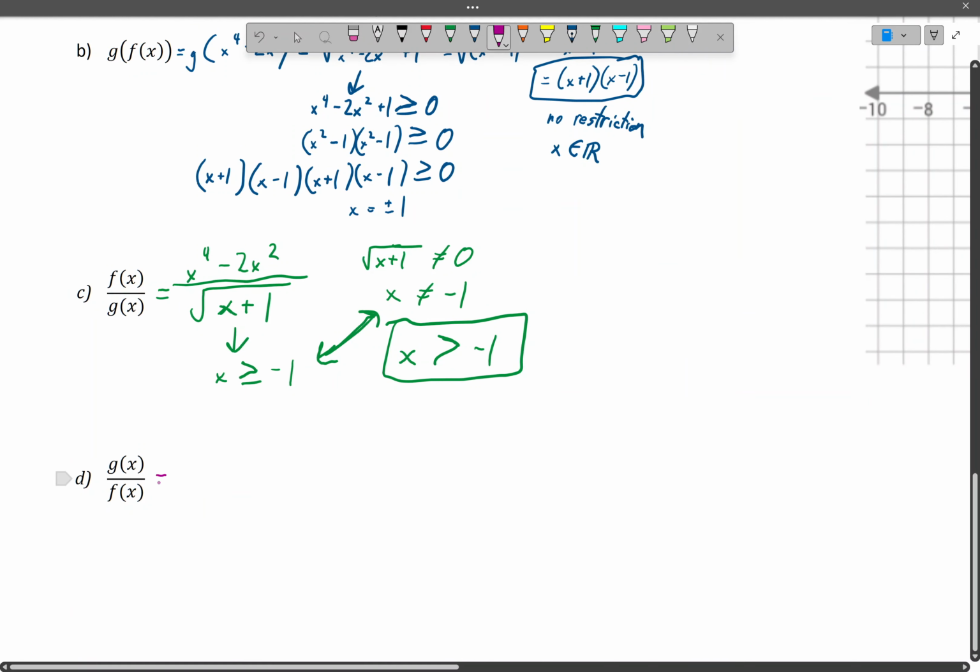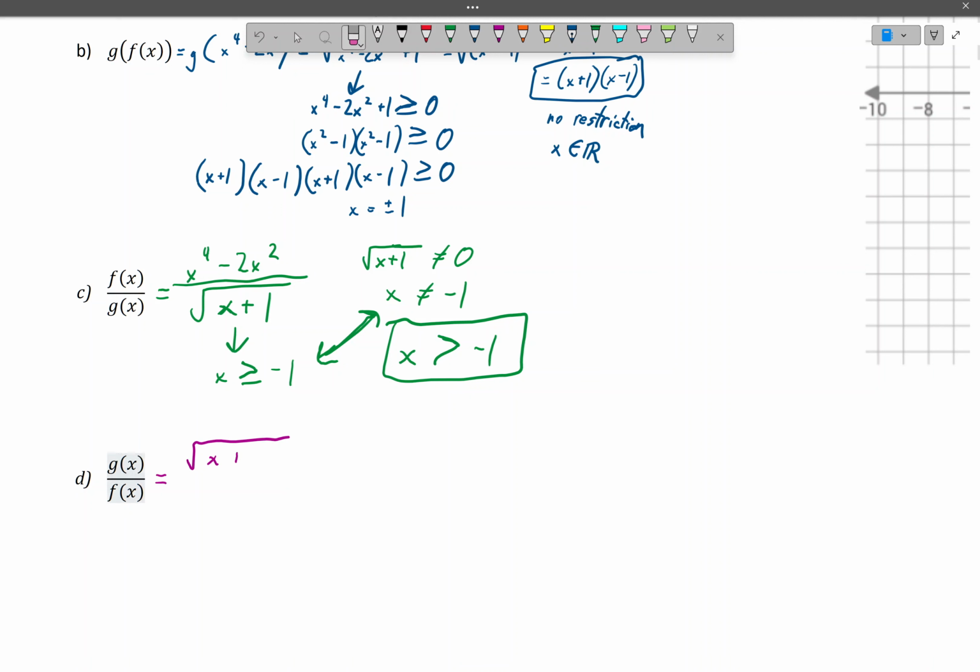Okay, last but not least, we're going to do this but in reverse. So g of x over f of x. So there's our first step. Just like before, the restriction on that radical, doesn't matter if it's on the numerator or the denominator, x must be greater than or equal to negative 1, still holds true. Then we can look at the denominator and we can say, well, this cannot equal 0. So what values can it not be?